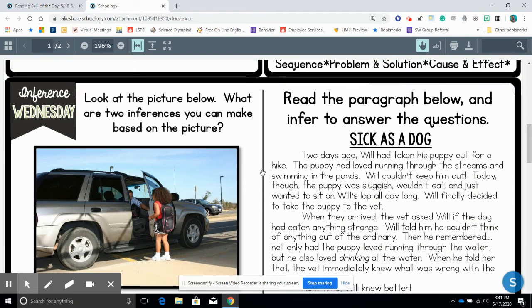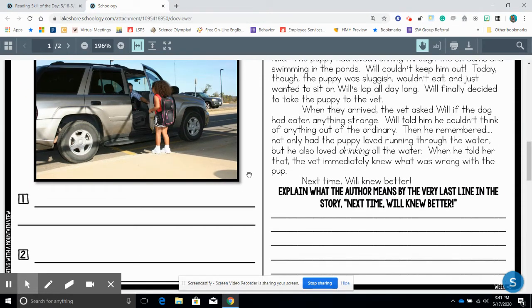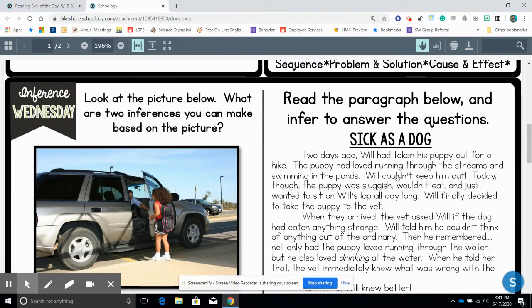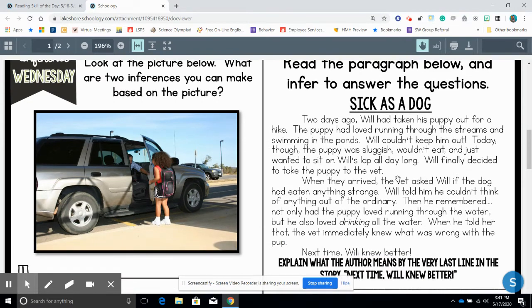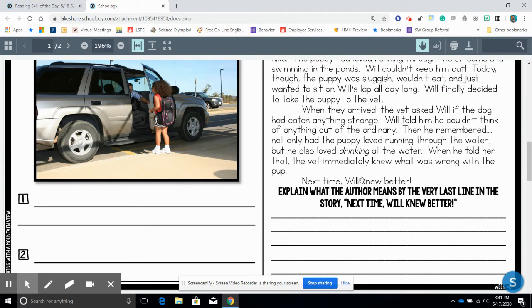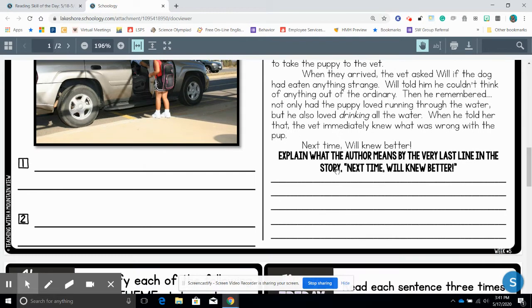Wednesday is the same as every Wednesday. There's two parts. Both are inferencing. First, you'll inference with a picture. Remember, you need to write a complete sentence. Inferences are not observations. They're not just what you can see. It is what you believe to be true based on what you see. And then over here, we have inferencing using the text. So you are going to read the paragraph and infer to answer the questions. Don't forget that you are not just restating something from the text, you are using the clues from the text to come up with something you can safely assume to be true that the author didn't necessarily say.